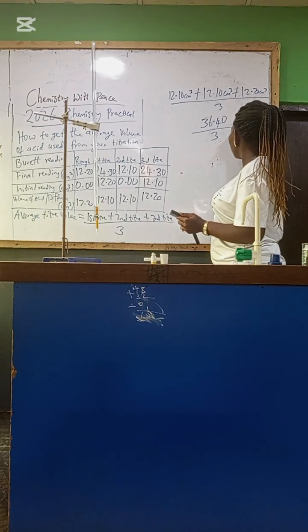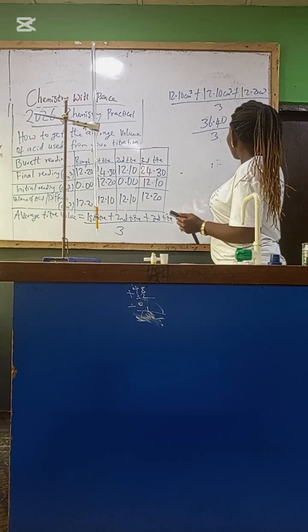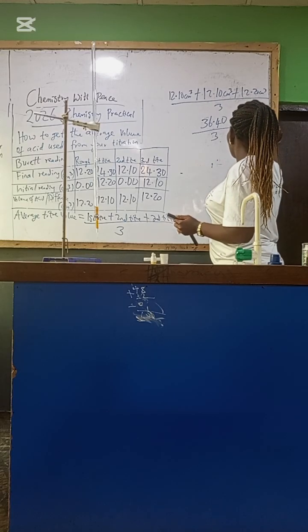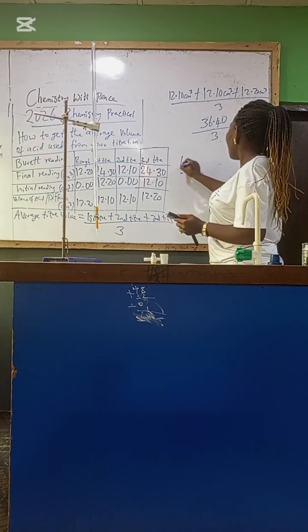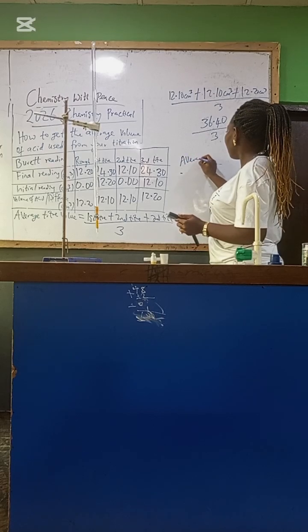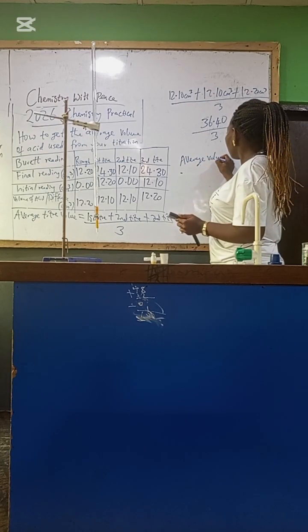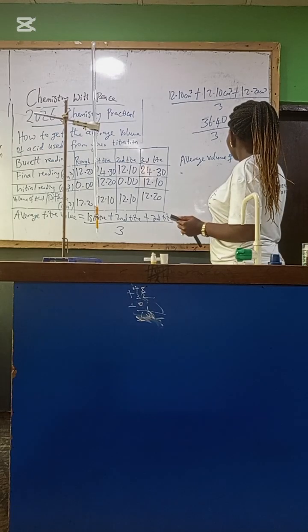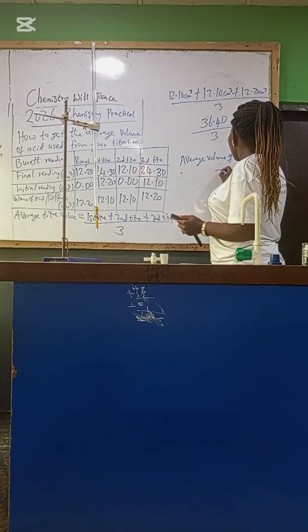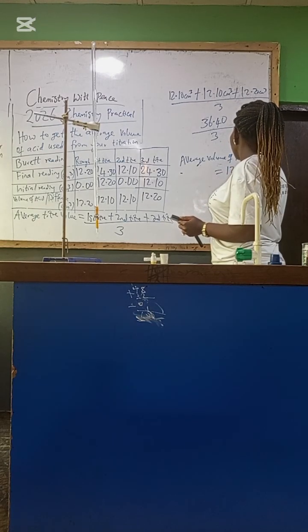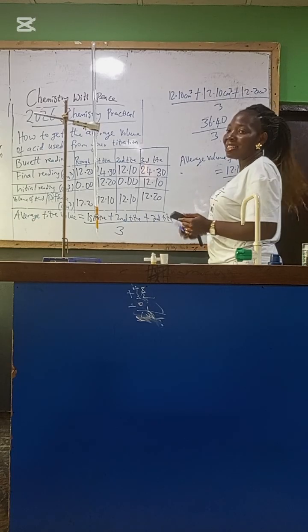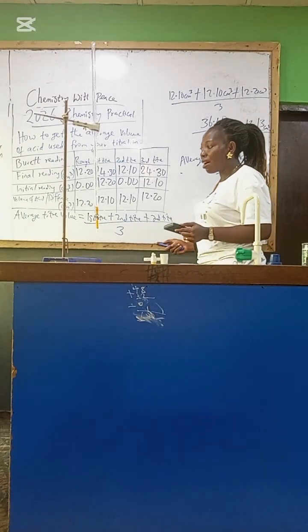I got 12.13. So my volume of acid, don't forget the units. Average volume of acid is equal to 12.13 centimeter cube. So this is the average Titre value.